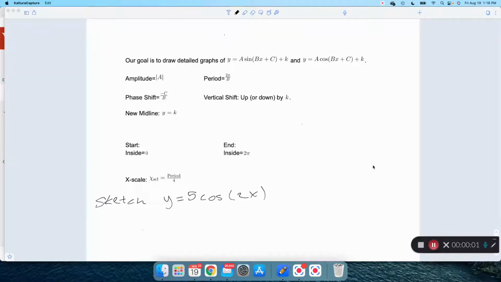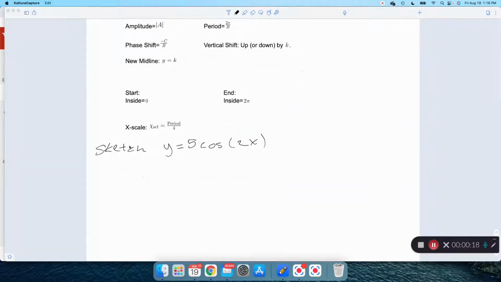Okay, let's look at another relatively basic example of graphing a sine or a cosine. Here we're graphing a cosine, and all we have is a new amplitude and a new period. We're not going to have a phase shift or a vertical shift. We don't have a C or a K. All right, so we always start the same.